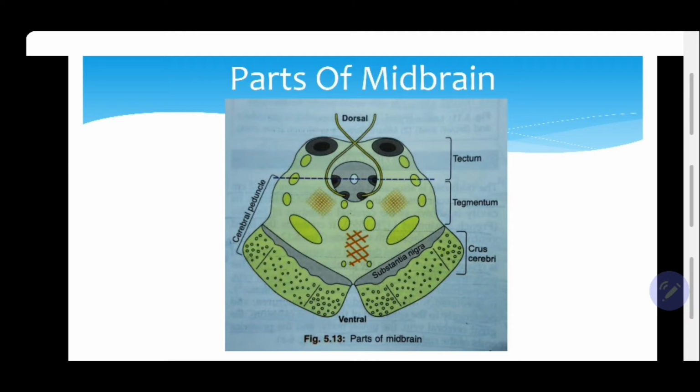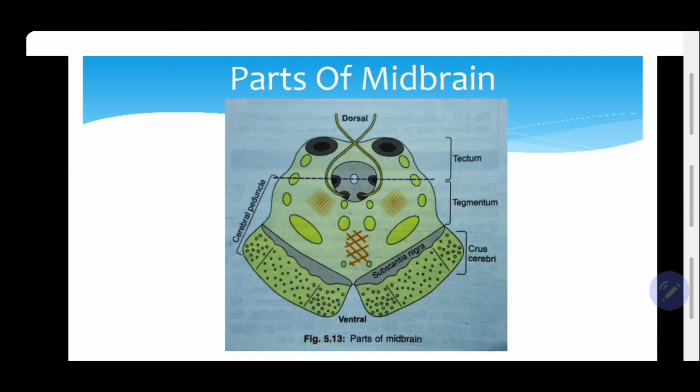Got it? So three important distinguishing features you have seen here. Now let me tell you about the parts of the midbrain. One thing you can see is a transverse line here, right? This transverse line passes through the central canal or the central aqueduct.